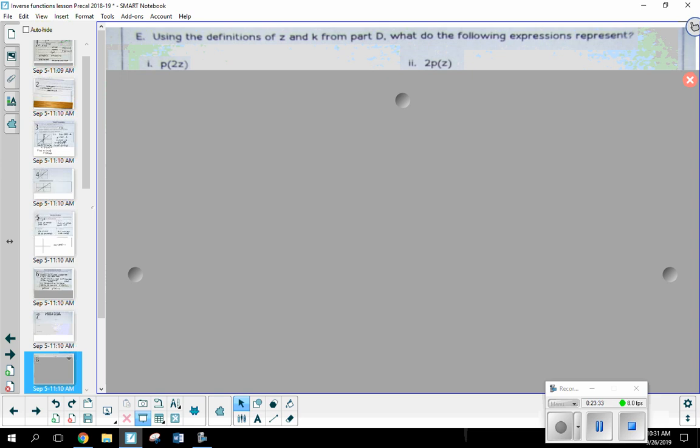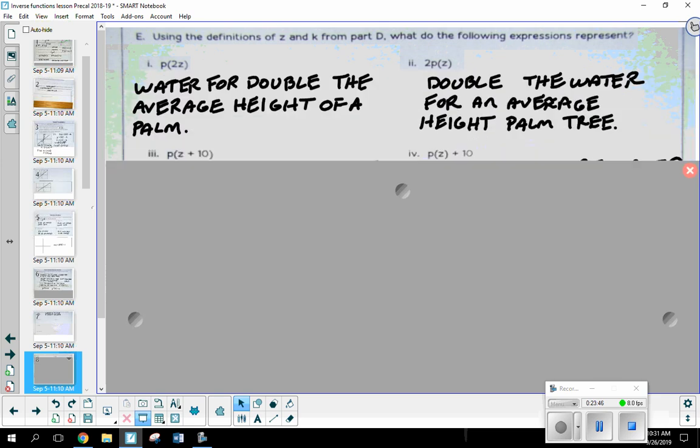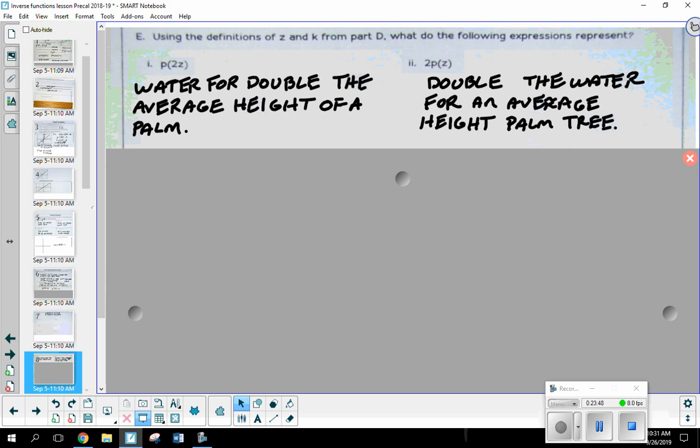So what would you say for 2P of Z? Double the average water needed for a tree that is average height. Sounds perfect. Double the average amount of water for a tree of average height. Here's what I had written for both of those: water for double the average height of a palm, double the water for an average height palm tree. You can talk about the quantities themselves, or you can incorporate the variables, in this case Z and K, if you want to.